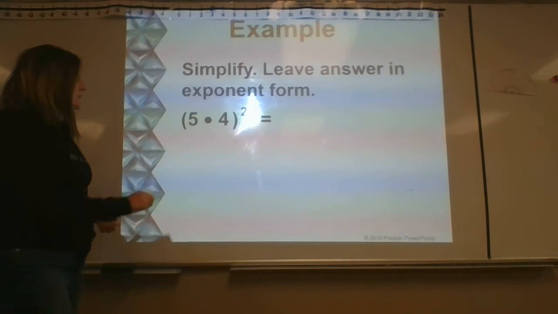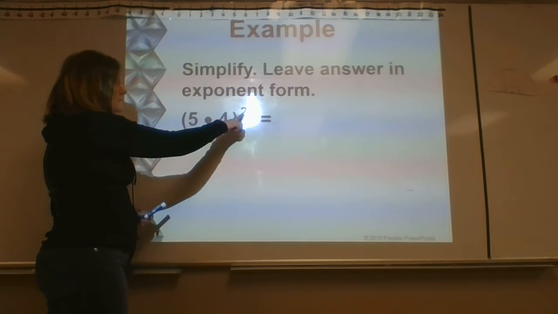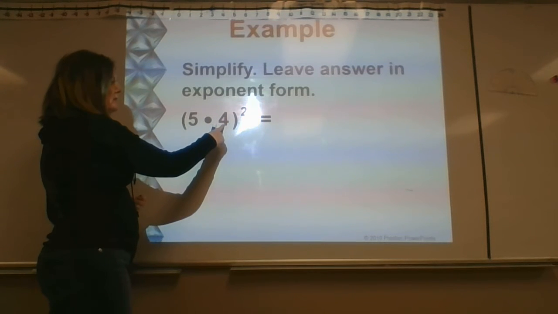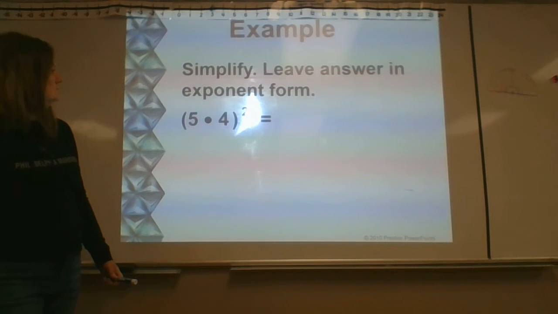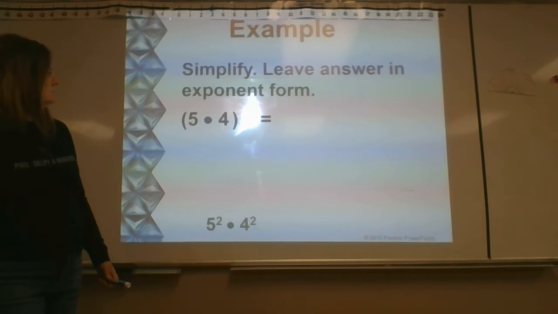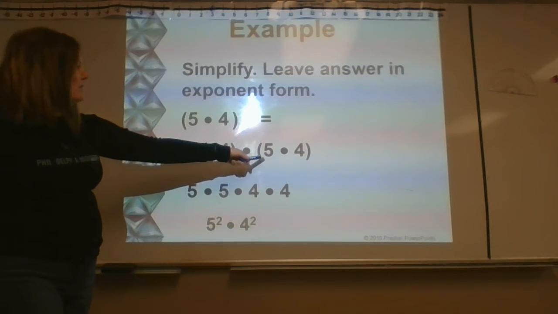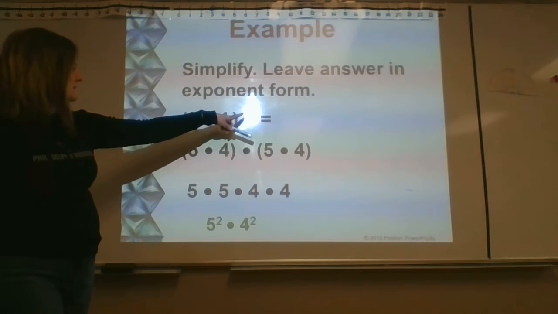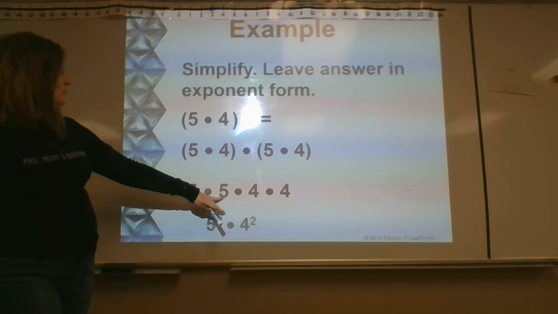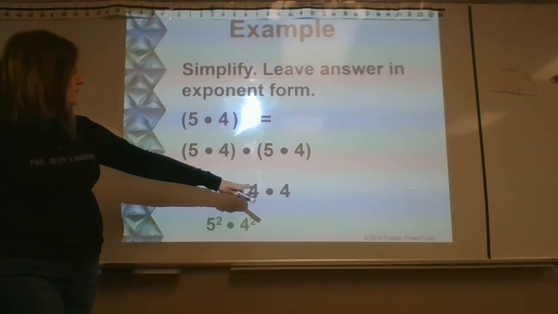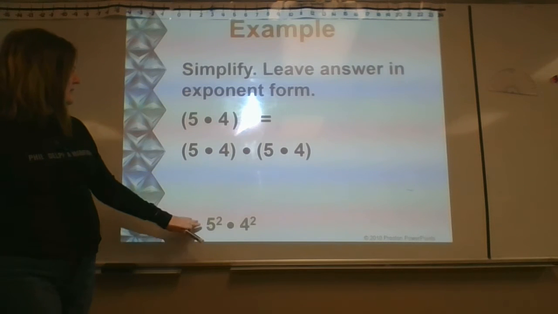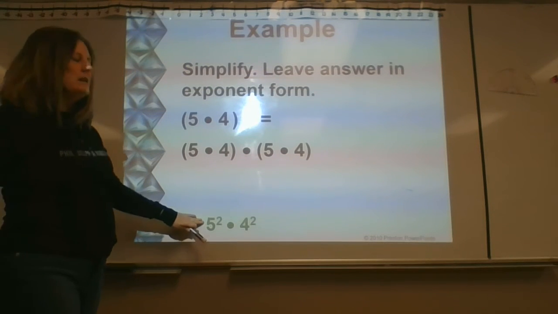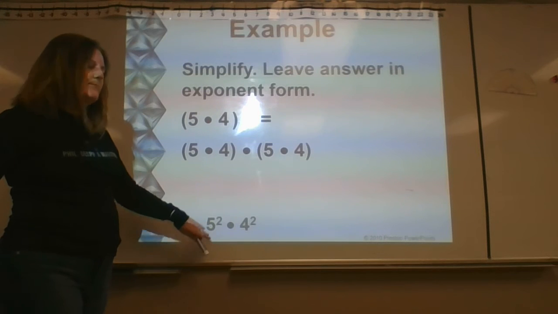This one is from the last video. Since both of these are in parentheses, this is a good reminder that both of those are raised to the 2nd power. So we have 5 to the 4th times 5 to the 4th, because we're raising that to the 2nd power. We can rewrite the multiplications in a different order: 5 times 5 times 4 times 4, which is 5 squared times 4 squared. And notice we can't do anything else with this. We cannot combine these powers because they have different bases.